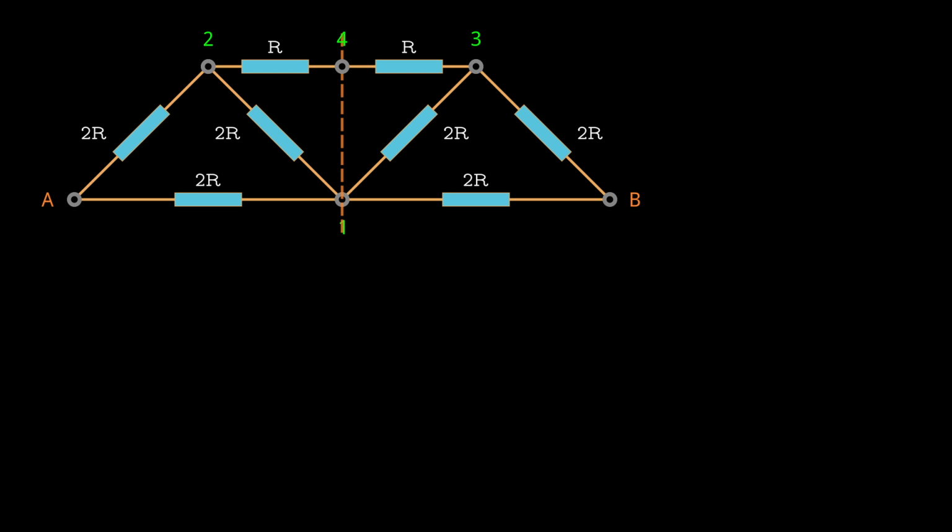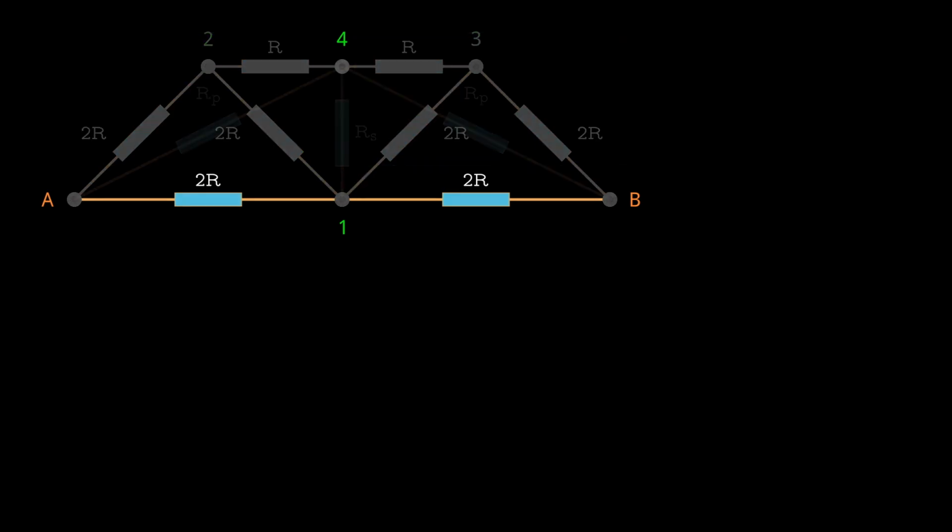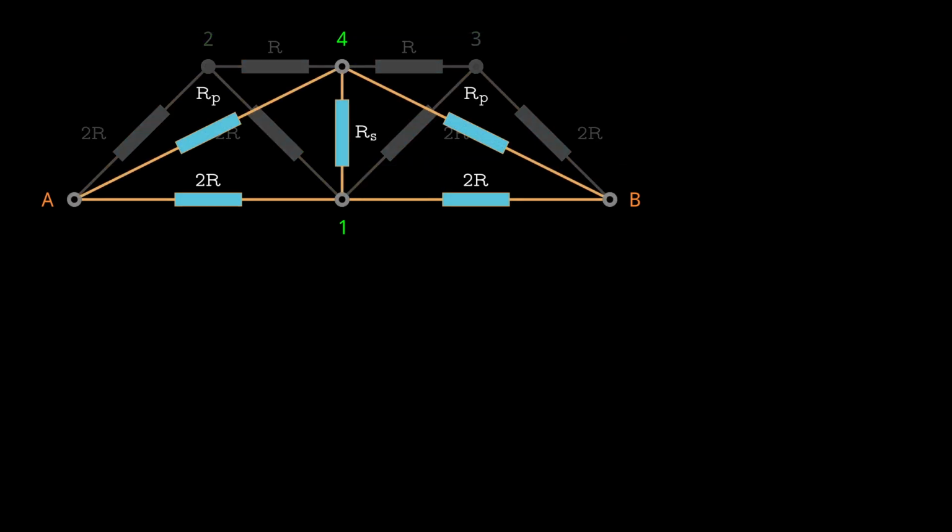Due to this symmetry, the voltage at node 1 is equal to the voltage at node 4. But how is this possible? Let's examine the two sets of resistors on either side of the line of symmetry. The resistor configuration within both rectangles is identical, and these sets are connected to the main circuit at nodes A, 1, and B. We can replace the resistors inside these two rectangles with the resistor configuration shown here, without changing the characteristics of the circuit.